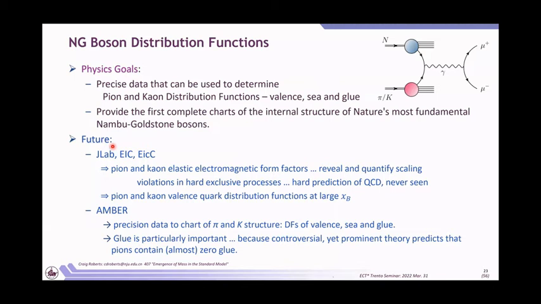In the future, as I noted, Pion and kaon studies using the Sullivan process can give us electromagnetic form factors at large q squared. That will test the hard scattering predictions that we're familiar with from the late 70s, and also the distribution functions on the valence quarks at large Bjorken x. The AMBER project will give us precision data for valence and C and glue. And the glue is particularly important because some people still claim that the Pion contains almost no glue. That would be peculiar, and our calculations do not support it, but these notions are still in people's minds.